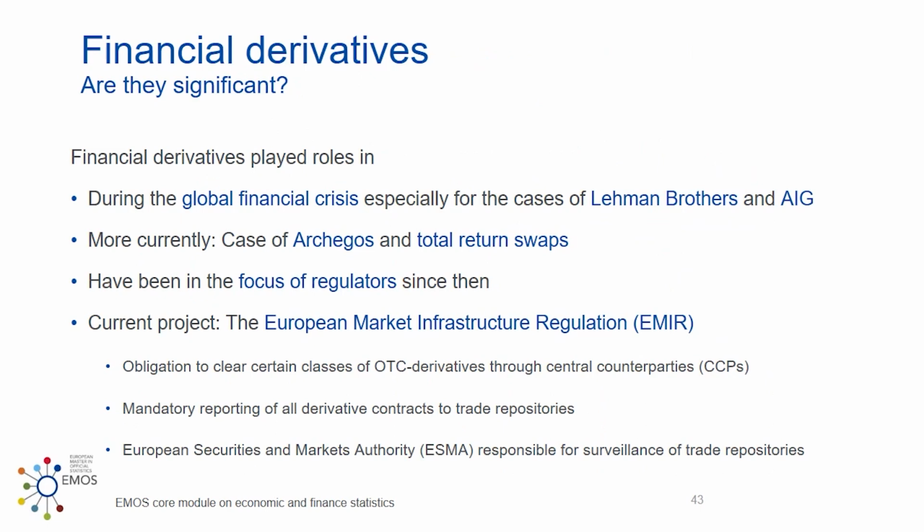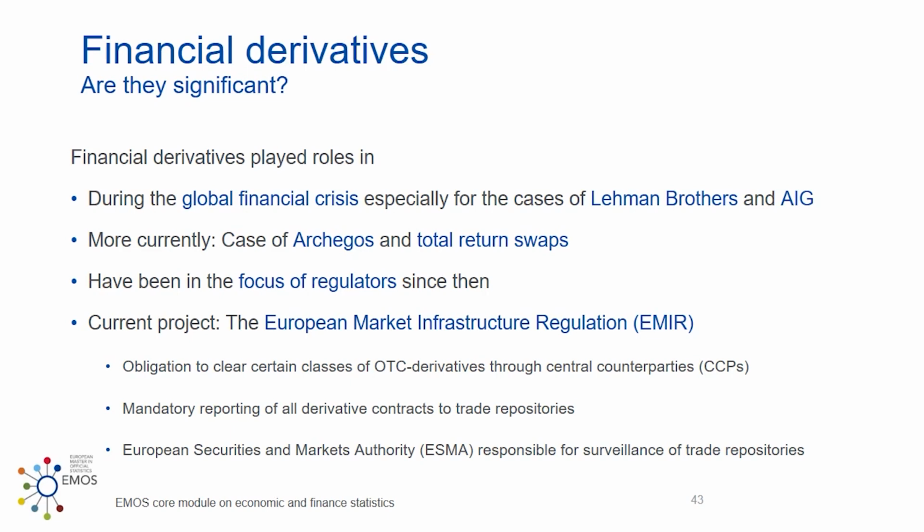The financial derivatives have actually been featured in the news quite a lot and have played a role in several events in recent times. They have played a role during the global financial crisis, especially in the cases of Lehman Brothers and AIG back in 2008. More currently, there is the use of a special kind of derivative called total return swaps. They have been a case of Archegos, I'm not sure if I pronounced this right, and played a role there.